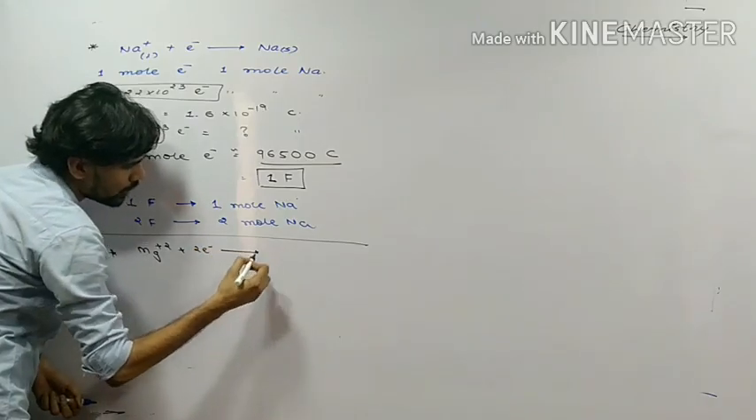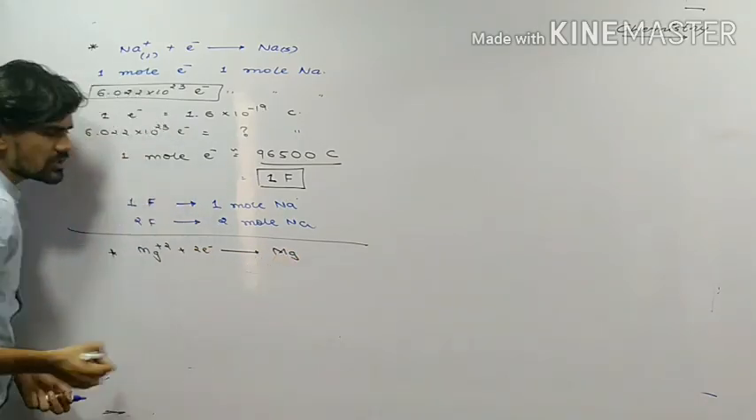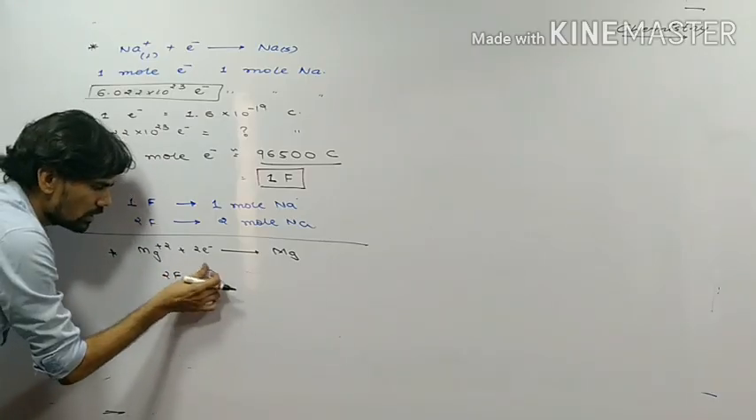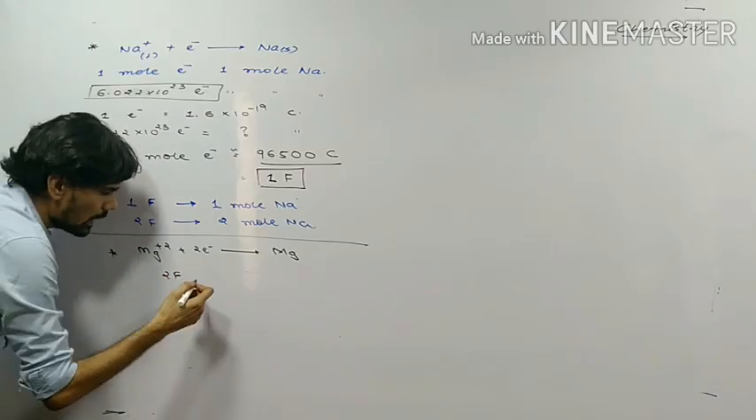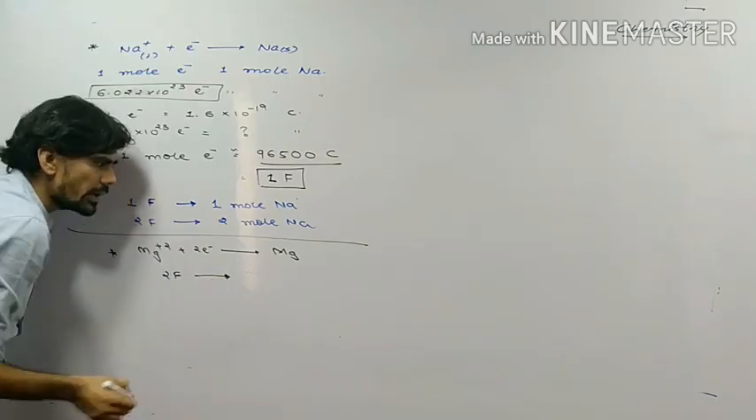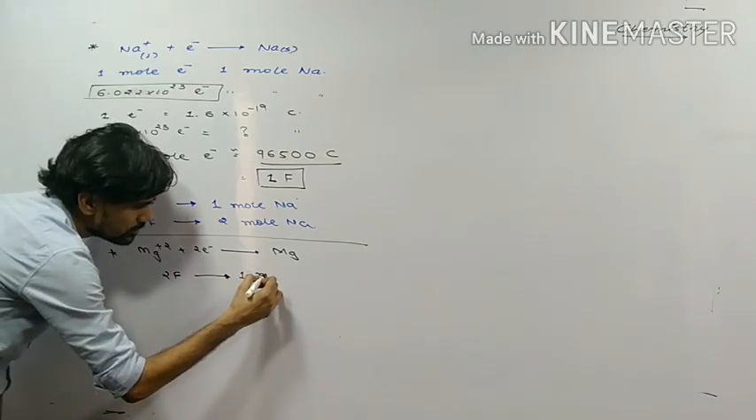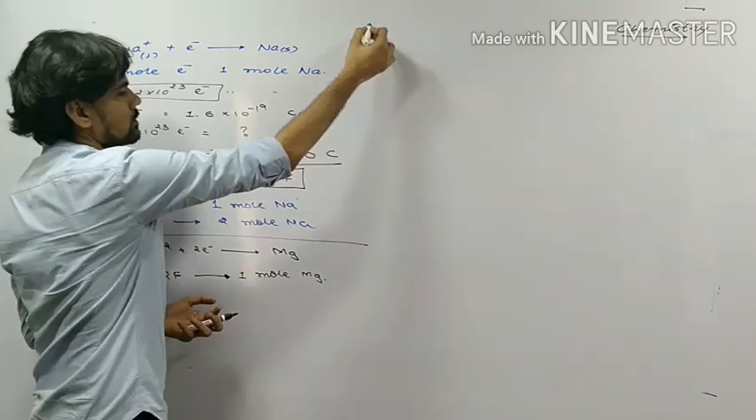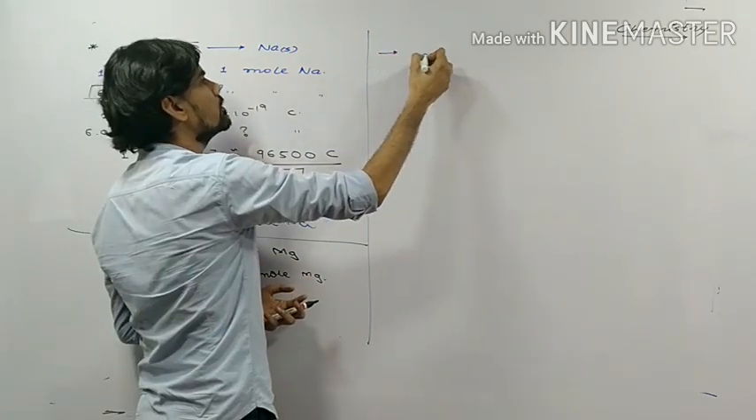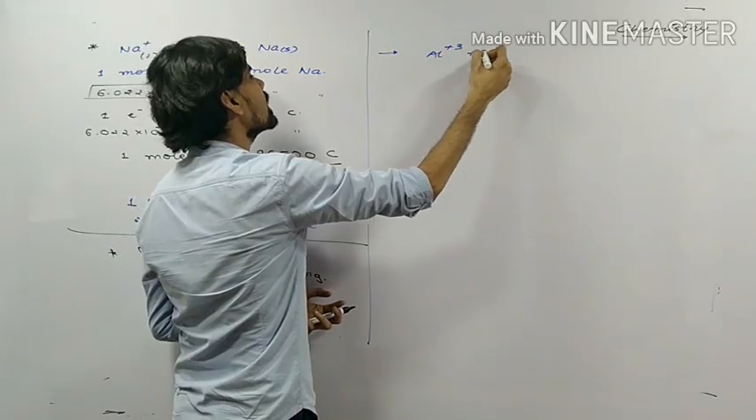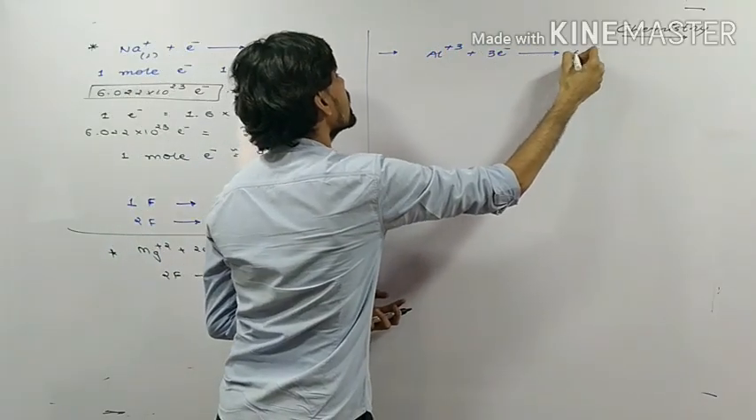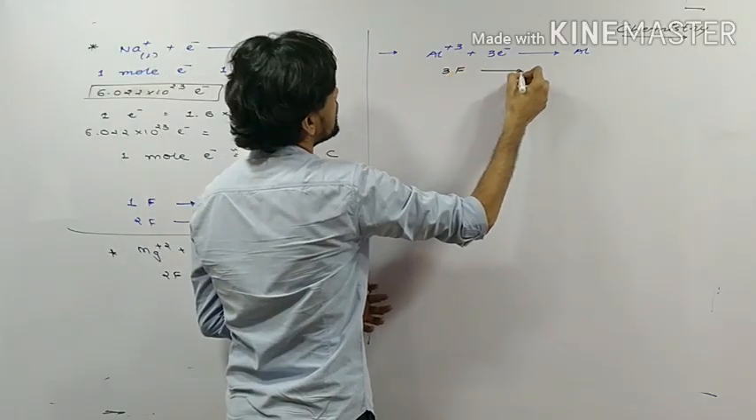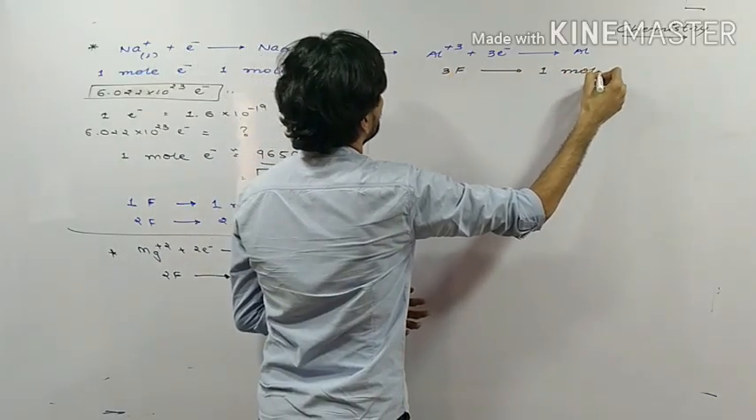Same, if you are talking about magnesium 2+, it requires 2 electrons, gives Mg. So if we apply 2 Faraday of electrons, or 2 Faraday of electrical charge, it will give 1 mole magnesium. Same, on the basis of aluminium 3+, 3 electrons give aluminium. It means 3 Faraday electrical charge will give 1 mole aluminium.